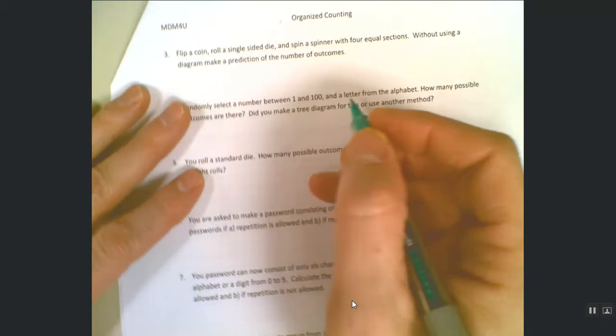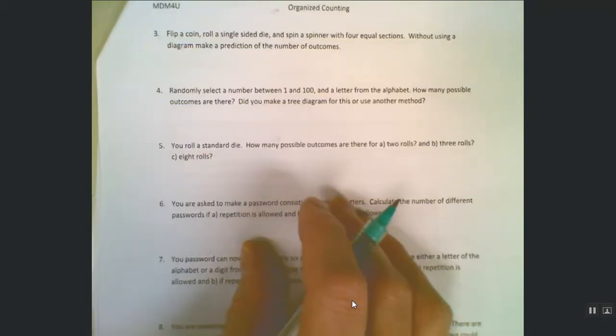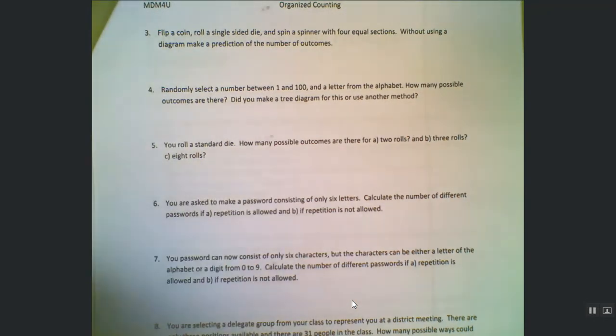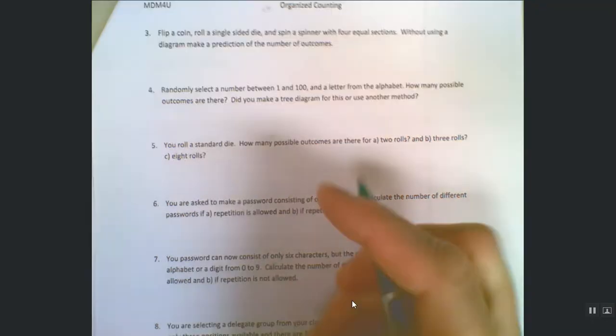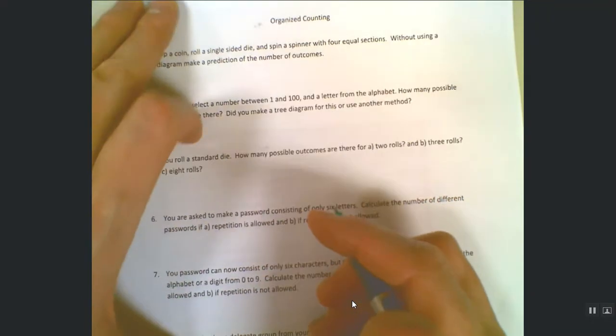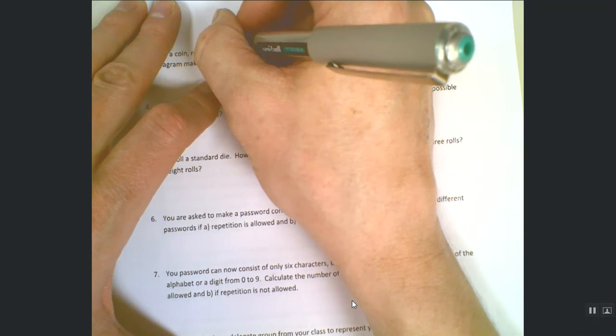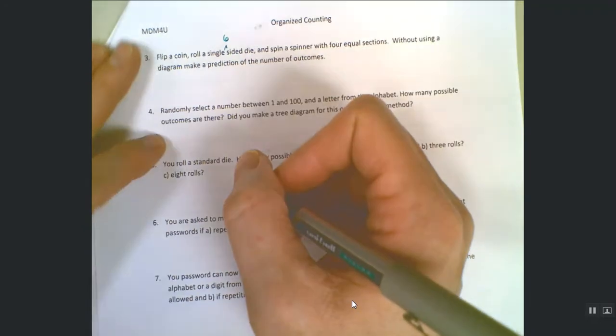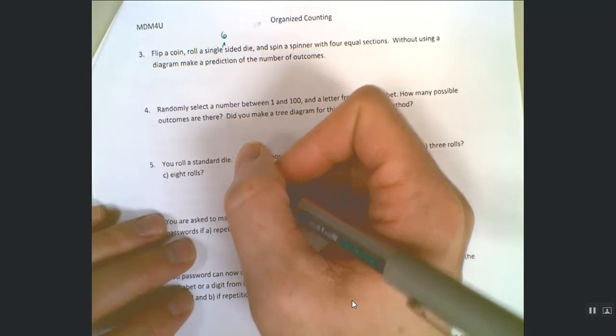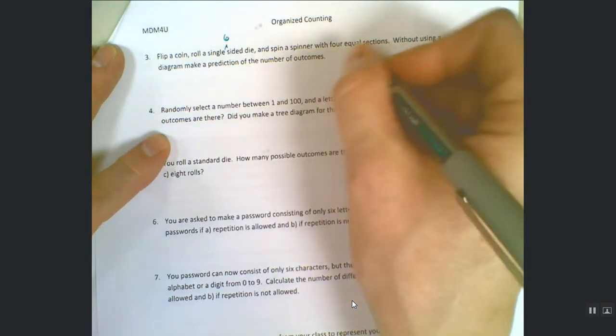So let's take a look at some possibilities here. You'll need a calculator for these types of problems for sure. Let's say that you want to flip a coin, roll a single die. Now this should be a single 6-sided die, otherwise there's no such thing as a 1-sided die. And a spinner with 4 equal sections.